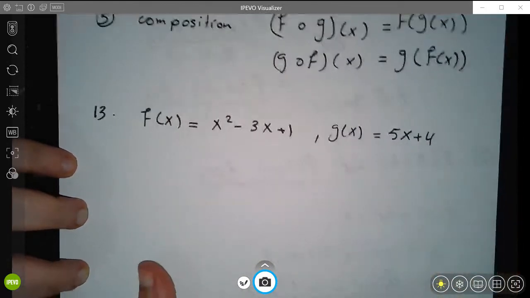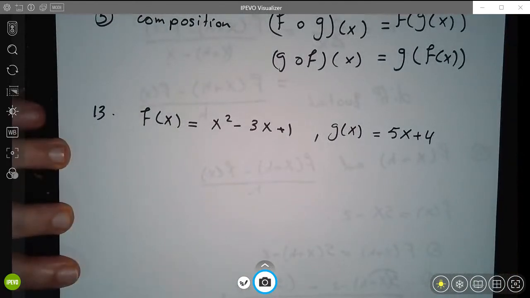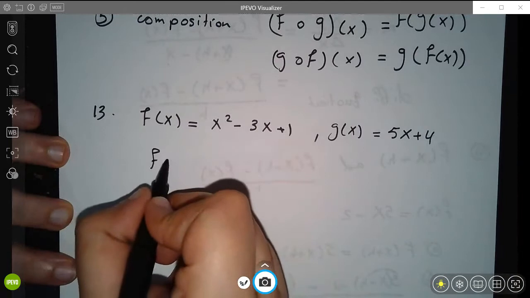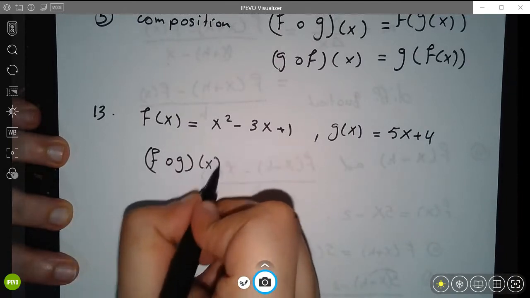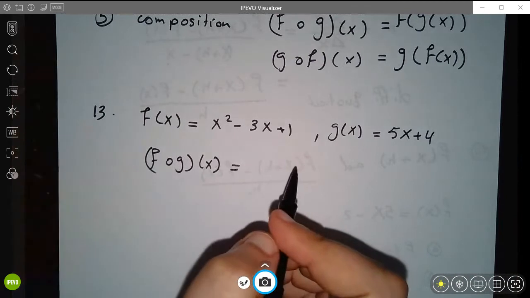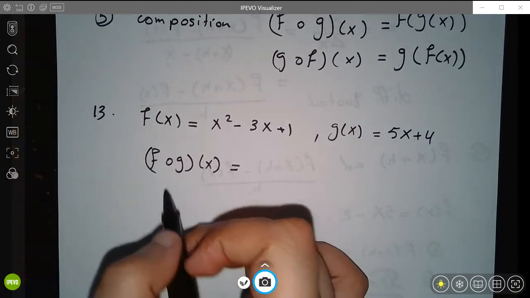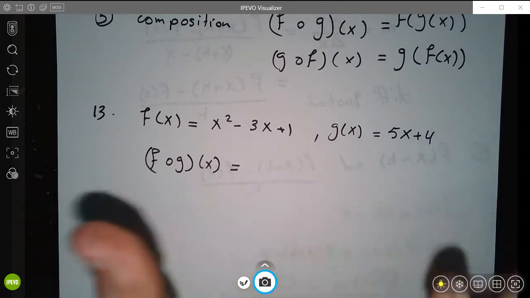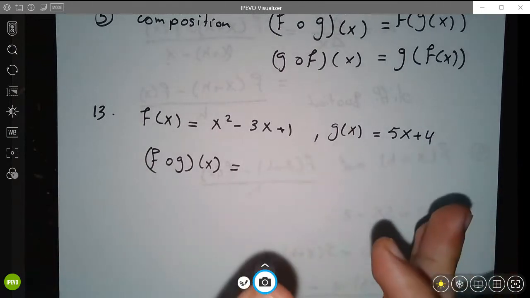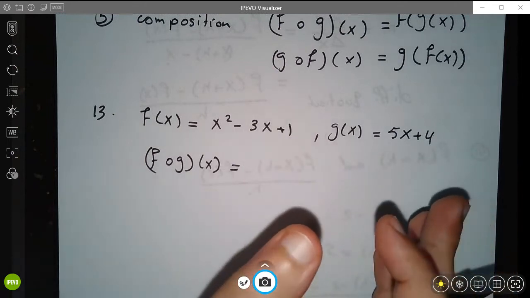Yeah? So these are my two functions. Now, I want you to give me the composition of f and g of x. So it's f of g. F was written first, so g comes second. Now there's two ways to do this. You can do both operations at once, or you can do them one at a time. Both are correct, and both will give you the same result. So I'm going to do both.